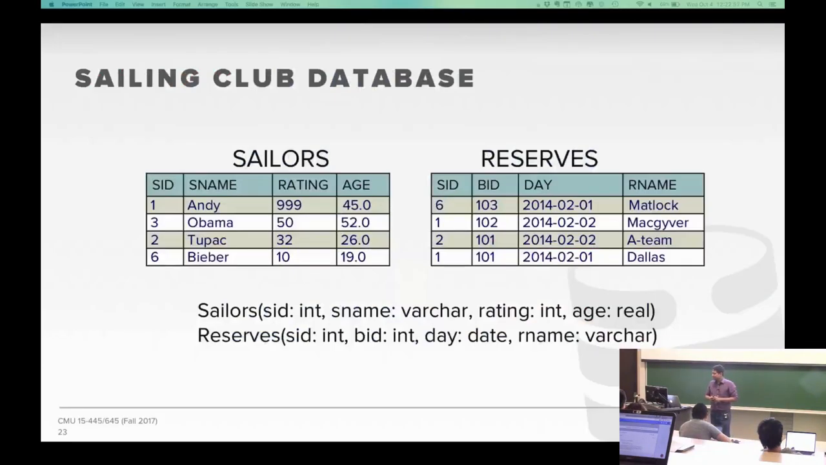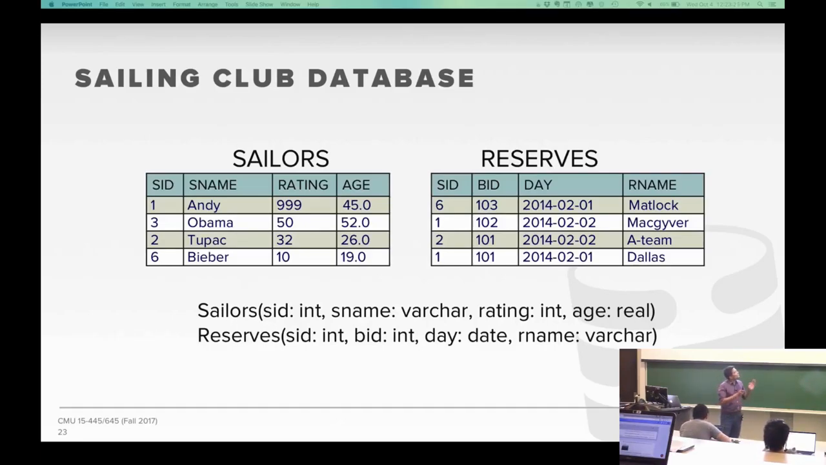We have two tables here, a list of sailors and a list of reserves. Ignore the actual attributes. All you need to focus on is the first attribute, the SID, which we will use to join these two tables.